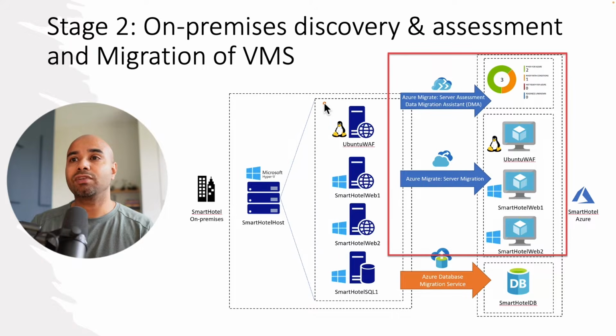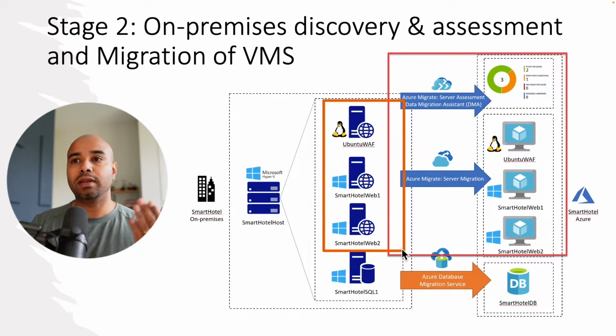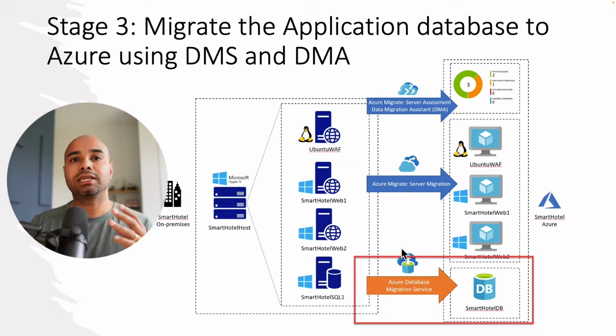The first task we are going to perform is to move these three servers, the Ubuntu Linux machine and the Web App 1 and Web App 2 virtual machines, to Azure using the Azure Migrate tool. So that's the second stage. The third stage is migrating the database to Azure.